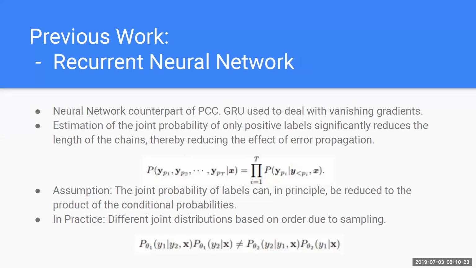So then you convert this problem into a sequence problem. Your subset of labels is going to be treated as a sequence of outputs. When we're dealing with these kinds of problems, the best solution is an RNN. In this paper, they've used a GRU to deal with vanishing gradients. We're solving the same problem, trying to maximize the joint probability, but we're trying to reduce the error propagation caused by the chain of classifiers, so we use a neural network to do that.